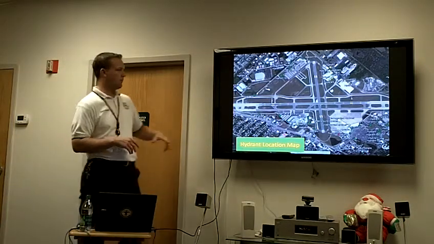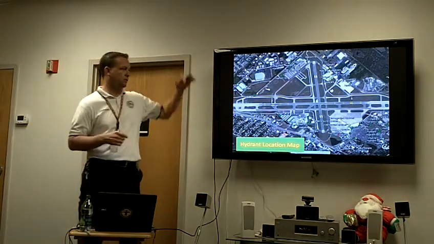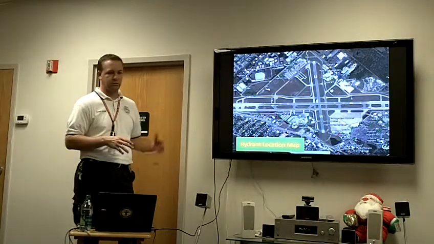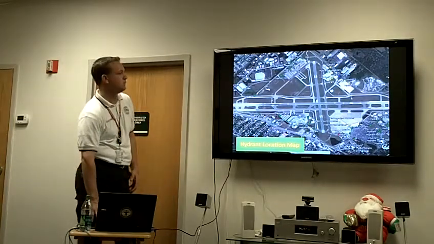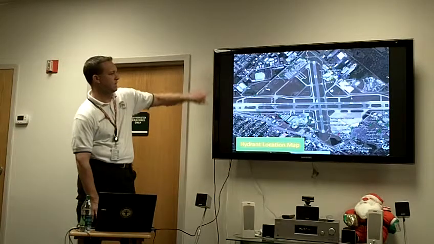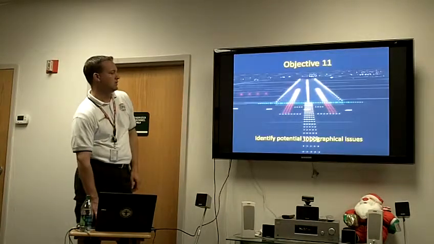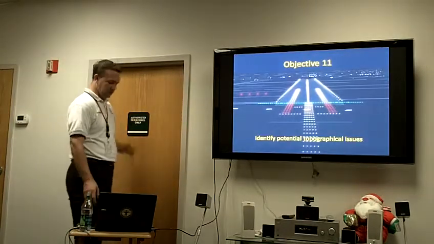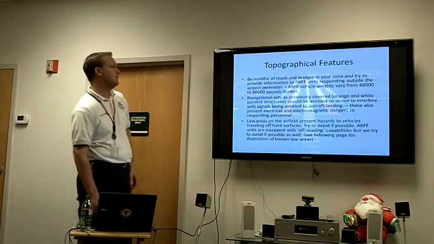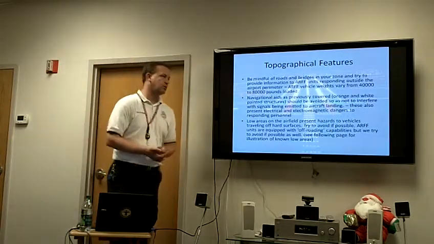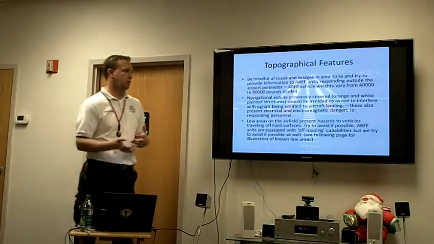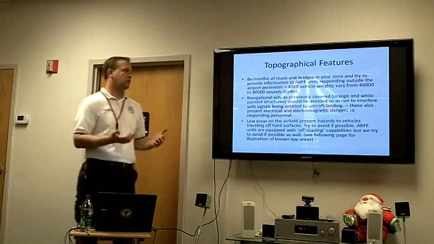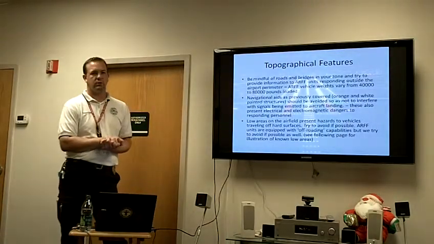Here's just a map overview of the hydrants. The color in this case does not correlate to the color of the hydrant flow. But you can see most again are on the outside perimeter. Objective 11, we're going to identify potential topographical issues briefly. Be mindful of roads in your own response zones, you know the roads and bridges. Well, here we don't have bridges, but roads.